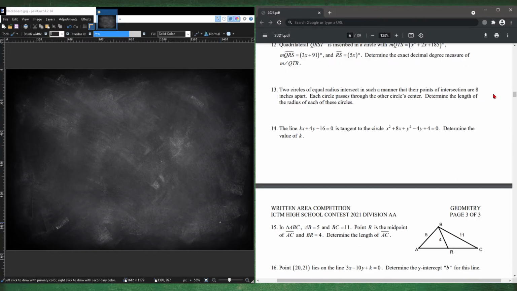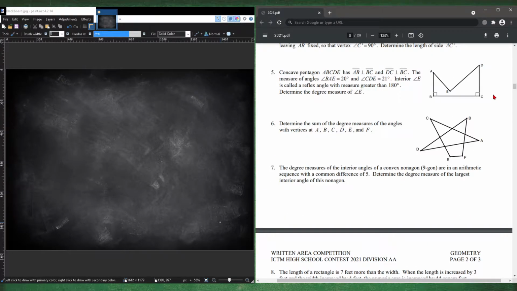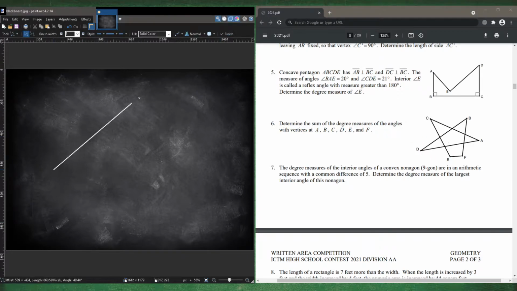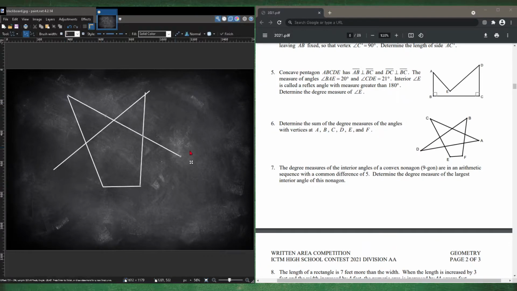Okay, let's begin with number 6. Determine the sum of the degree measures of the angles with the vertices at A, B, C, D, E, and F of this polygon shape. So let's draw a rough picture. So something here, here, here, up, here, and connect these two.